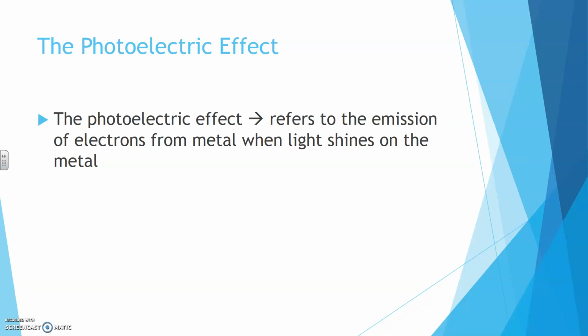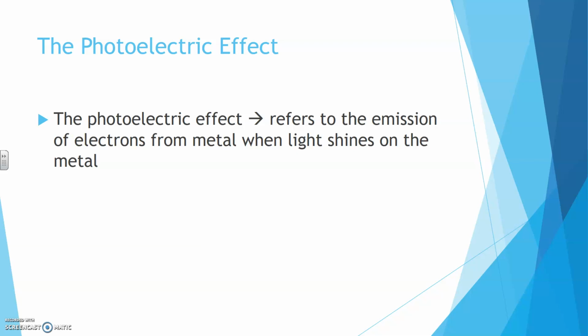So when we talk about waves, again, we've been talking about light waves specifically, but now we need to talk about where light waves and electrons come together. So this is called the photoelectric effect. It refers to the emission of electrons from metal when light shines on the metal.